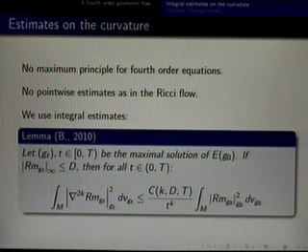So we have the following result. It's very similar, but it's not a pointwise estimate, but an integral estimate. And so we wish to have the same kind of result as in the Ricci flow, meaning that if the flow stops existing at some finite t, then the curvature will blow up.